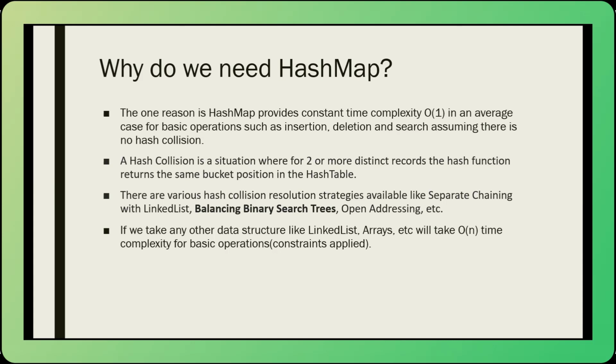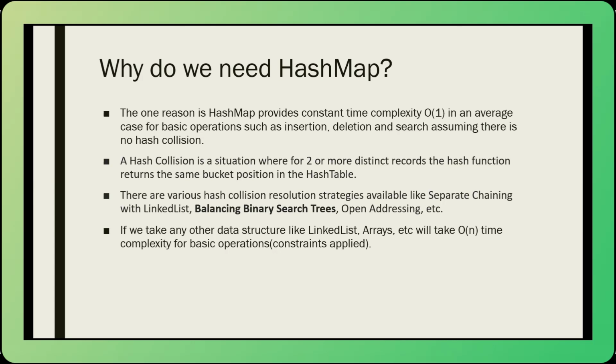In order to handle these hash collisions, there are different strategies we have, like separate chaining with a linked list. Before Java 1.8, whatever nodes are inserted in one bucket form a chain. The first node occupies the bucket, but if another node needs to be inserted in the same bucket, then it forms a chain. But from Java 1.8, instead of a linked list, after a certain threshold it will be converted to a balanced binary search tree, because it is going to reduce your time complexity from O(n) to O(log n).